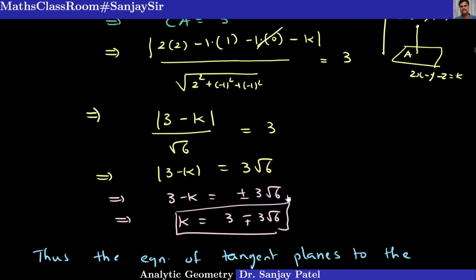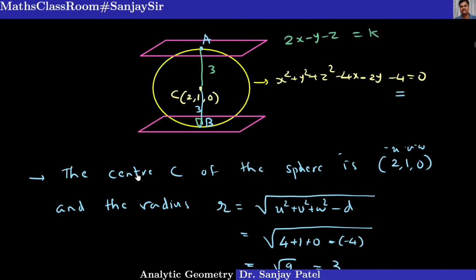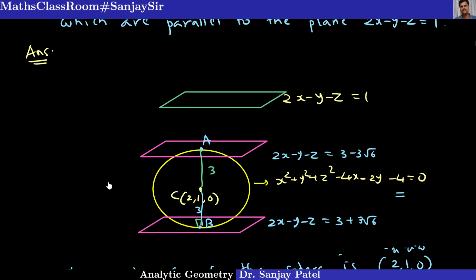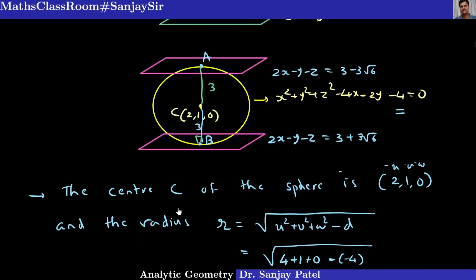So what we obtain is these two equations. This is 2x minus y minus z is equal to 3 plus 3 root 6, and this is 2x minus y minus z is equal to 3 minus 3 root 6. So any one plane you can take with the plus sign and the other plane with the minus sign. So these are the two required tangent planes of the given sphere.